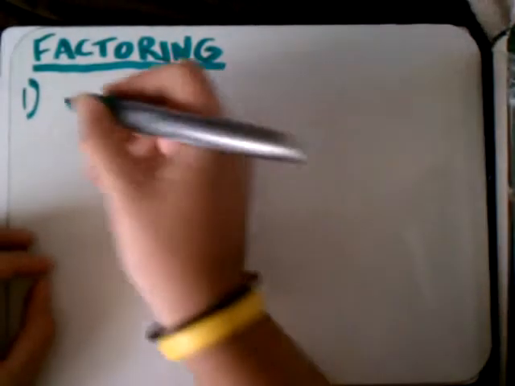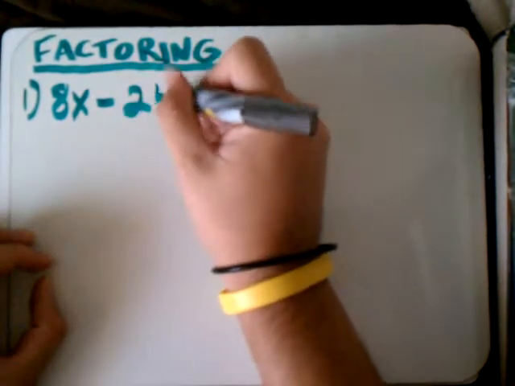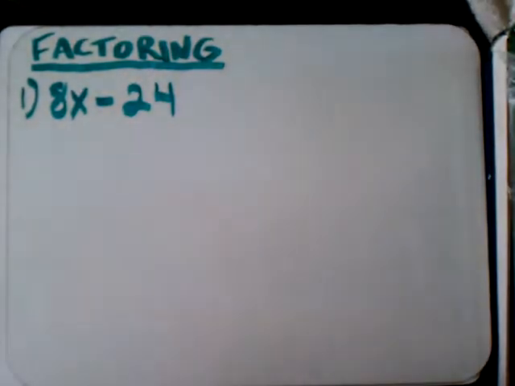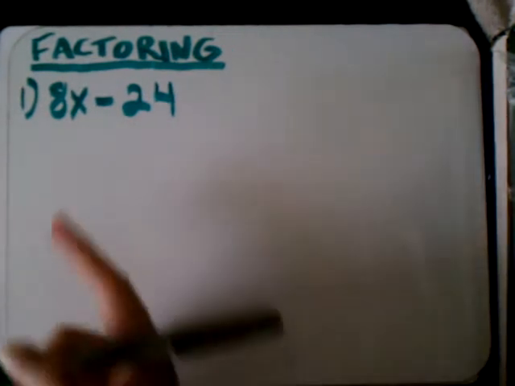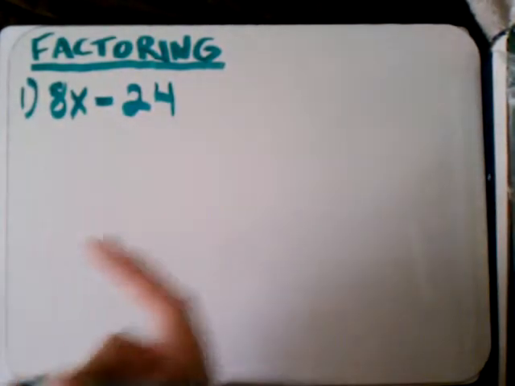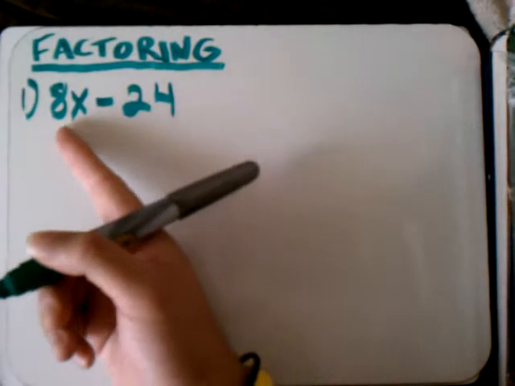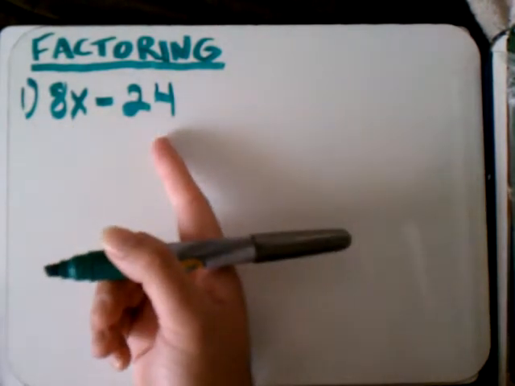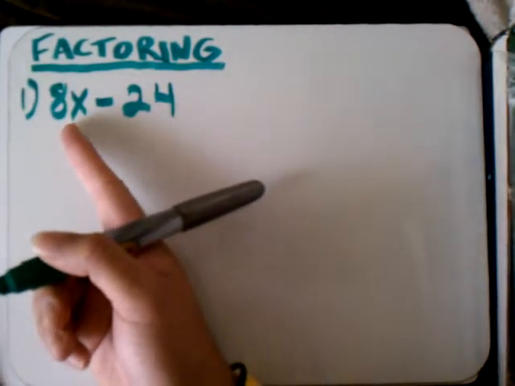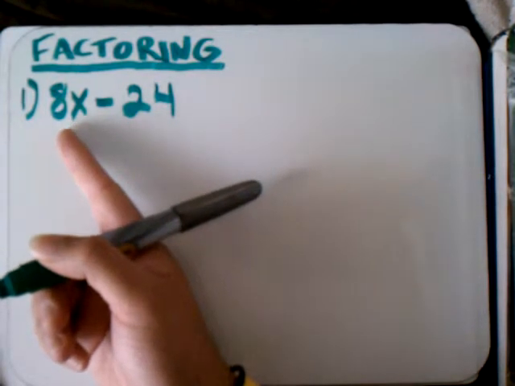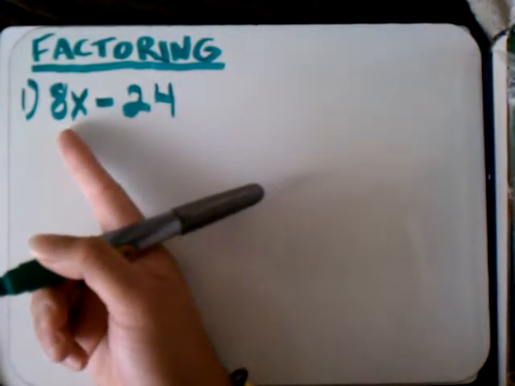Our first example is going to be 8x minus 24. With factoring, you have to take out whatever the two terms have in common. In this case, it's going to be 8. So the way you do it is you look for the biggest factor, the one that you can take out. In this case, it is 8.